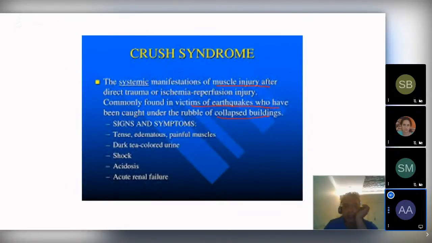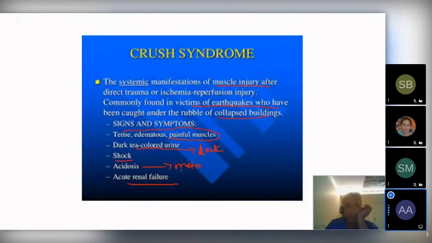So what are the signs? That part which is compressed or sandwiched becomes tense and edematous. When the patient is brought to the casualty, you see dark colored urine. Of course, he goes into shock. There is metabolic acidosis and acute renal failure.